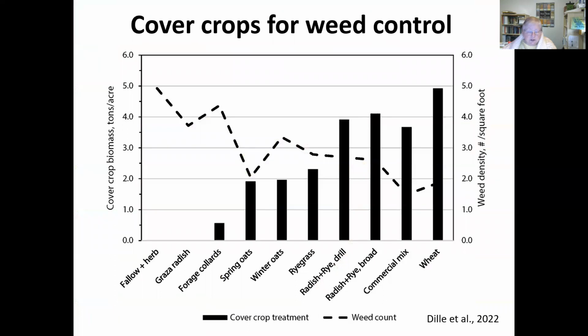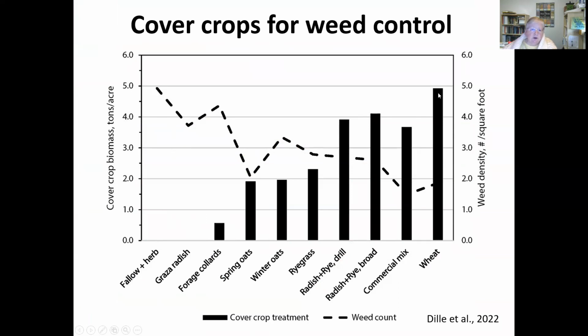A lot of research has shown this, and this is some demonstration that we have in Parsons for different cover crop mixes. And the weed density is this line here. The cover crop treatment was different amounts of biomass of cover crop. The fallow, even with a herbicide, had the highest weed density. Grazer radish did not grow well. The forage collards also did not grow well, had a much lower biomass than the other cover crops.